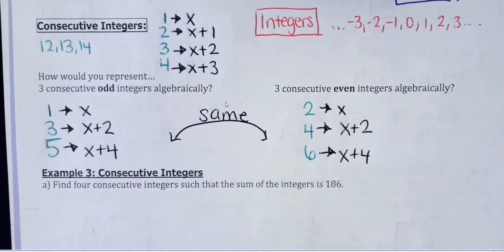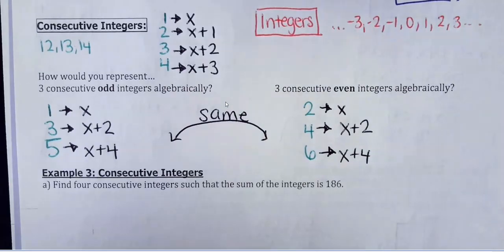It's exactly the same. The question as they set it up is just going to depend on whether they're odd or even. So those have the same setup, odd or even. Basically you're doing X, X plus 2, X plus 4. You're skipping one in between. If I did another one, it'd be X plus 6, X plus 8, and that pattern would continue.